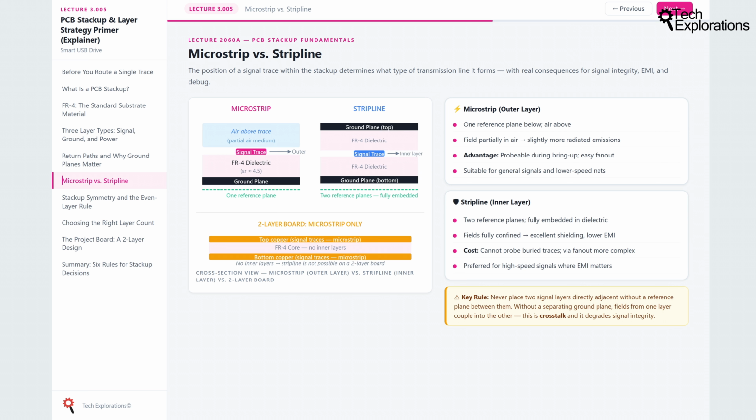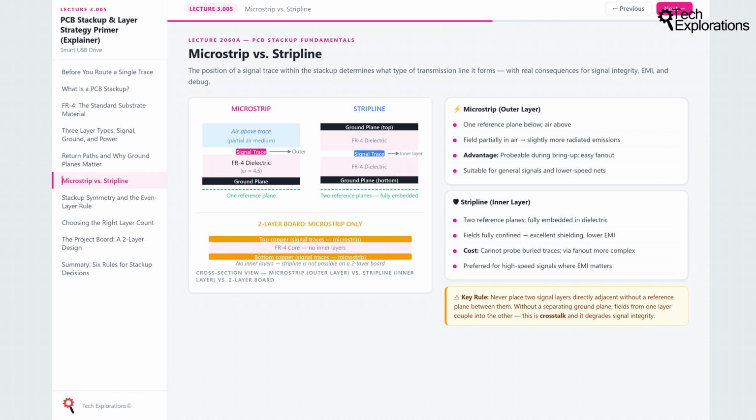A stripline is a trace on an inner layer, sandwiched between two reference planes. The electromagnetic field is fully confined within the dielectric between the planes. This gives much better shielding and lower emissions. The cost is accessibility, as you can't probe a buried trace, and via fan-out becomes more complex. For high-speed signals where EMI is a concern, stripline is preferred. For general signals and ease of debug, microstrip is fine.